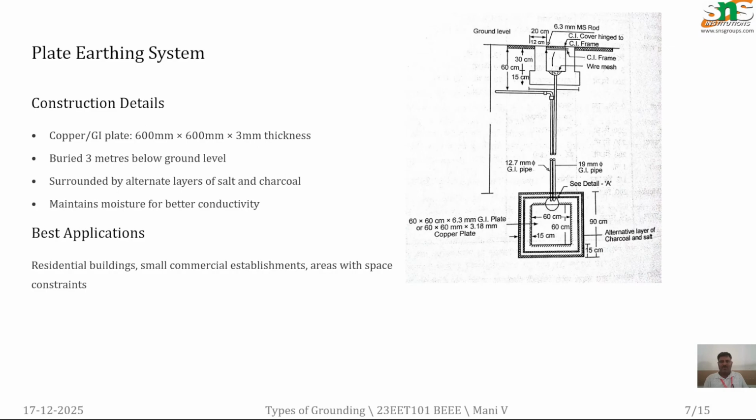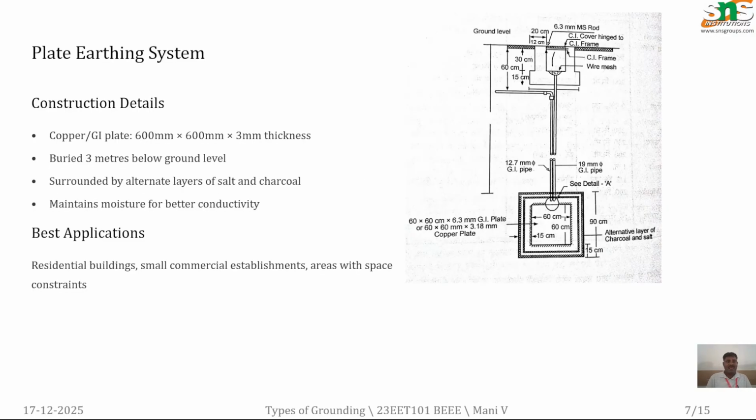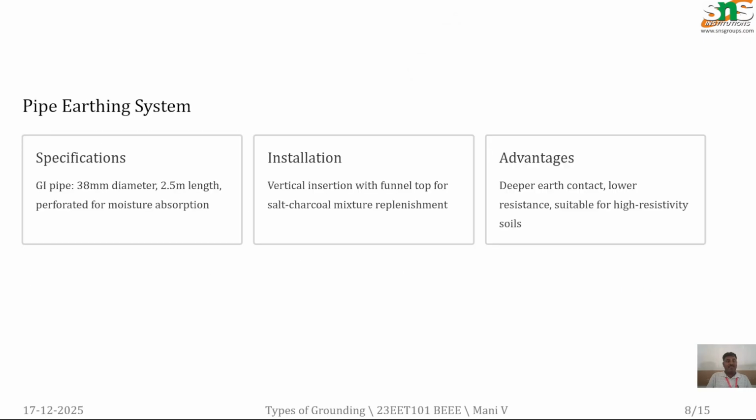Plate earthing is mainly made of galvanized iron because copper is very costly and galvanized iron is intermediate, somewhat moderate. In the pipe earthing system, the specification of the galvanized iron pipe is a diameter of 38 mm, whereas the plate type is 3 mm thick. It will be buried to a depth of 2.5 meters, and a moisture absorption property should be included.